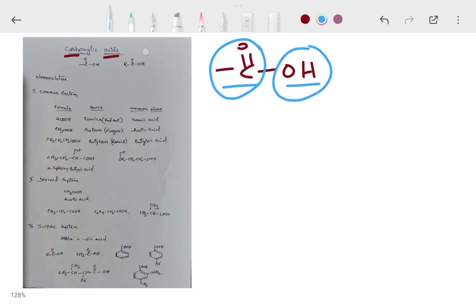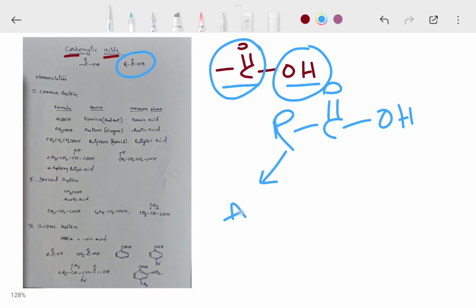The general formula of carboxylic acids is RCOOH. Here R means alkyl groups or R means aryl groups.